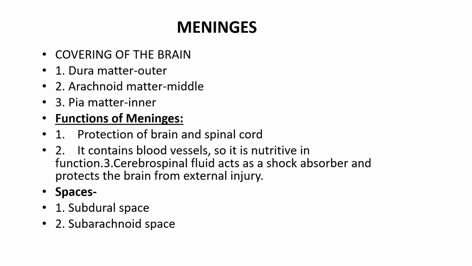Then the space between dura mater and arachnoid mater is called the subdural space, which contains mainly blood. And the space between arachnoid mater and pia mater is called the subarachnoid space. Sub means below. So the subarachnoid space is between arachnoid mater and pia mater. It mainly contains the cerebrospinal fluid. And the pia mater and arachnoid mater are also called leptomeninges.